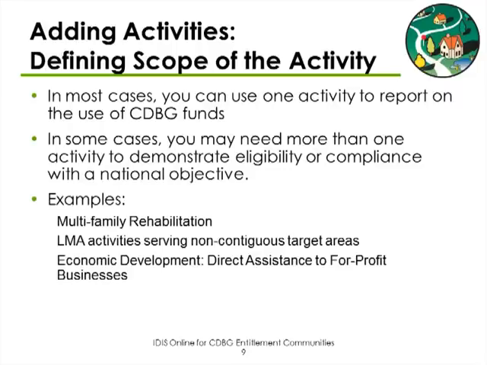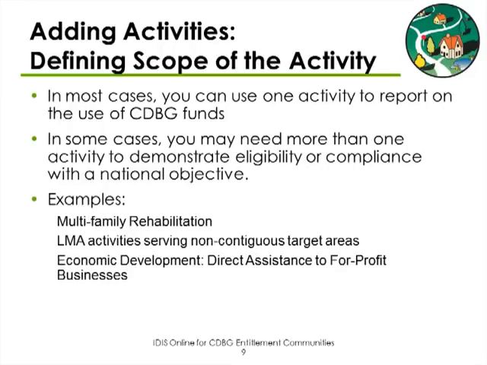For activities that meet the Low Mod Income Area, or LMA, national objective, each non-contiguous area has to be reported under a separate IDIS activity. For example, if the grantee does street improvements in two separate and distinct target areas, the grantee would need a separate IDIS activity for each neighborhood.